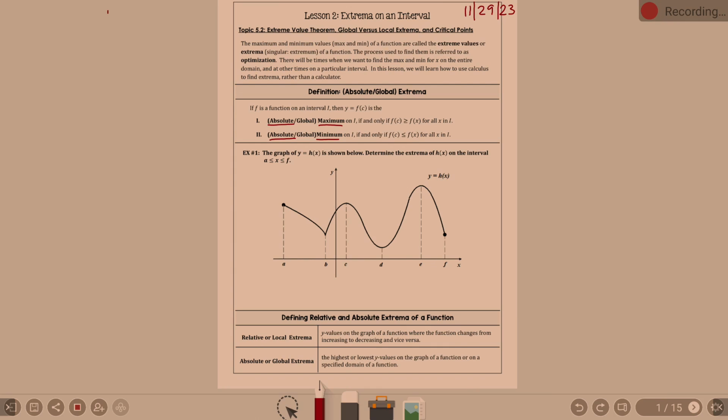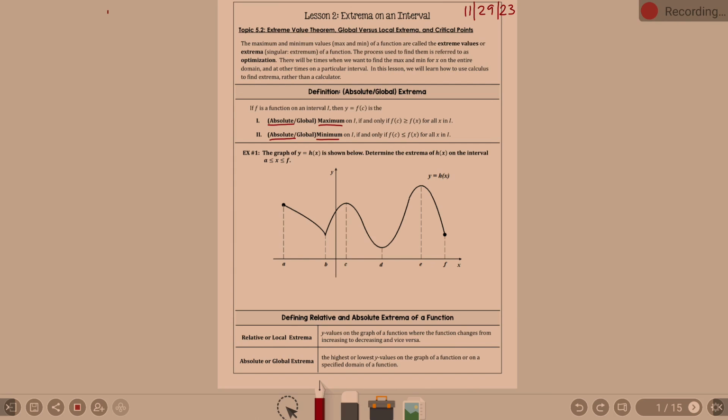Global, I don't feel like we see the word global a lot, even with AP tests, but global is equivalent to absolute, as opposed to relative. So I'm going to skip down and talk about these definitions real quick, and then we're going to go back to example 1, because as we talk about the extrema, I want to say what type of extrema they are. So absolute or global extrema are the highest or lowest y values on the graph of a function or on a specified section or domain.